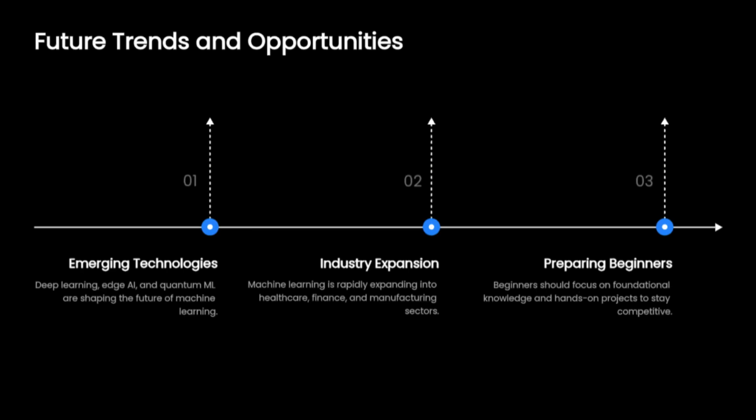Machine learning is evolving rapidly, opening up exciting future trends and career opportunities. One key area is emerging technologies. Advanced fields such as deep learning, edge AI, and quantum machine learning are pushing the boundaries of what intelligent systems can achieve, enabling faster, smarter, and more efficient solutions.